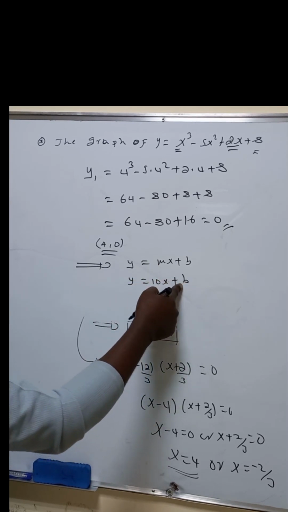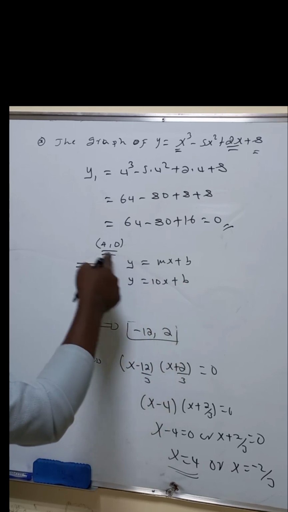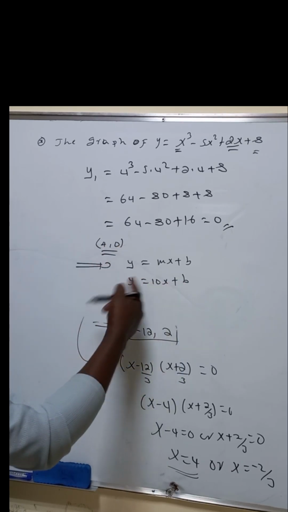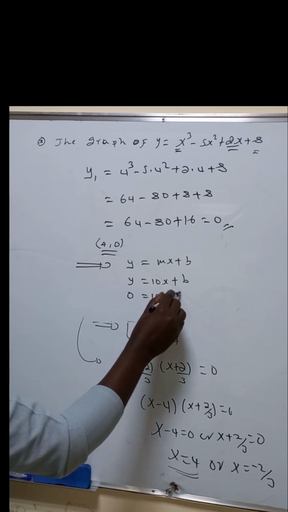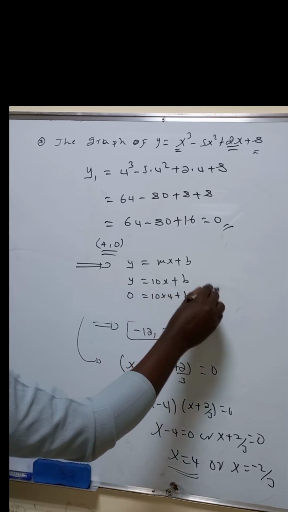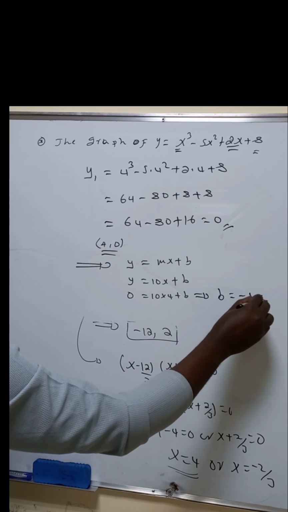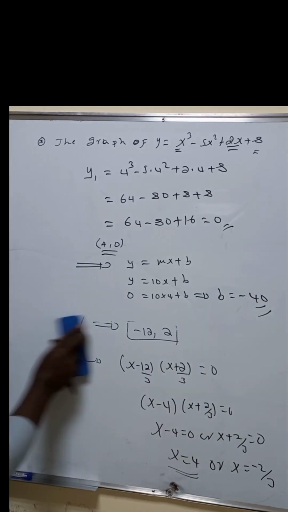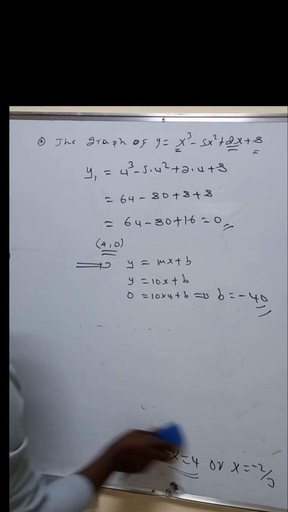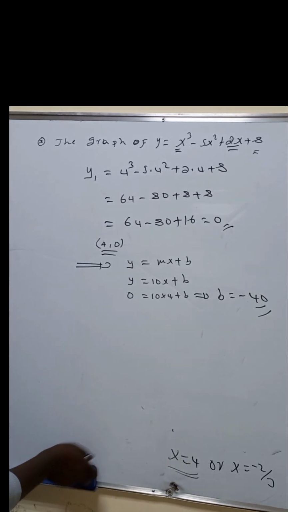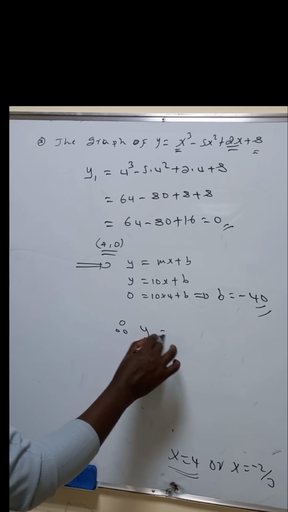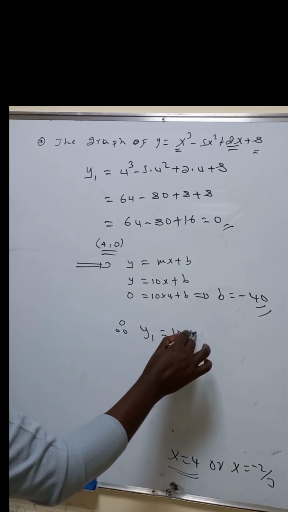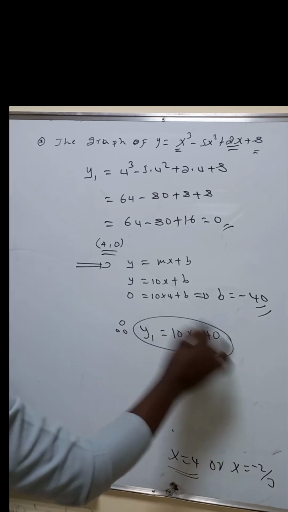So how could we find the value for b? To find b, we need to plug 4 in place of x and 0 in place of y. So 0 = 10 times 4 + b. This implies that the value for b is negative 40. Therefore the first equation of the line, let it be y1, is 10x minus 40.